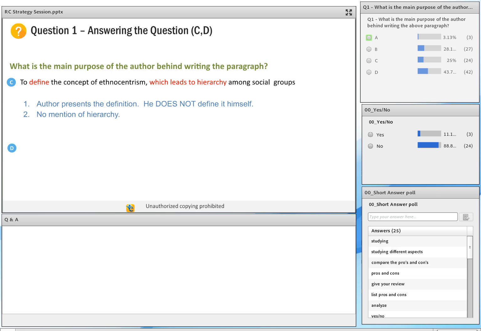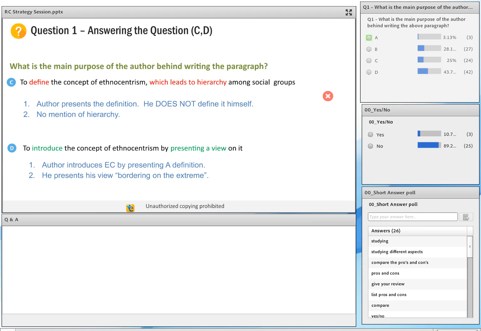Now let's come to the last one. To introduce the concept of ethnocentrism by presenting a view on it. Now this choice encapsulates the entire idea behind writing this passage. To introduce, yes, I can very well introduce a topic with an exaggerated definition. Right? If my intent is just to introduce, then yeah, I can use an exaggerated definition. That's very likely. By presenting a view on it, and here I know that the definition is exaggerated, and that is what this part, by presenting a view, encapsulates. So choice D is the correct answer.